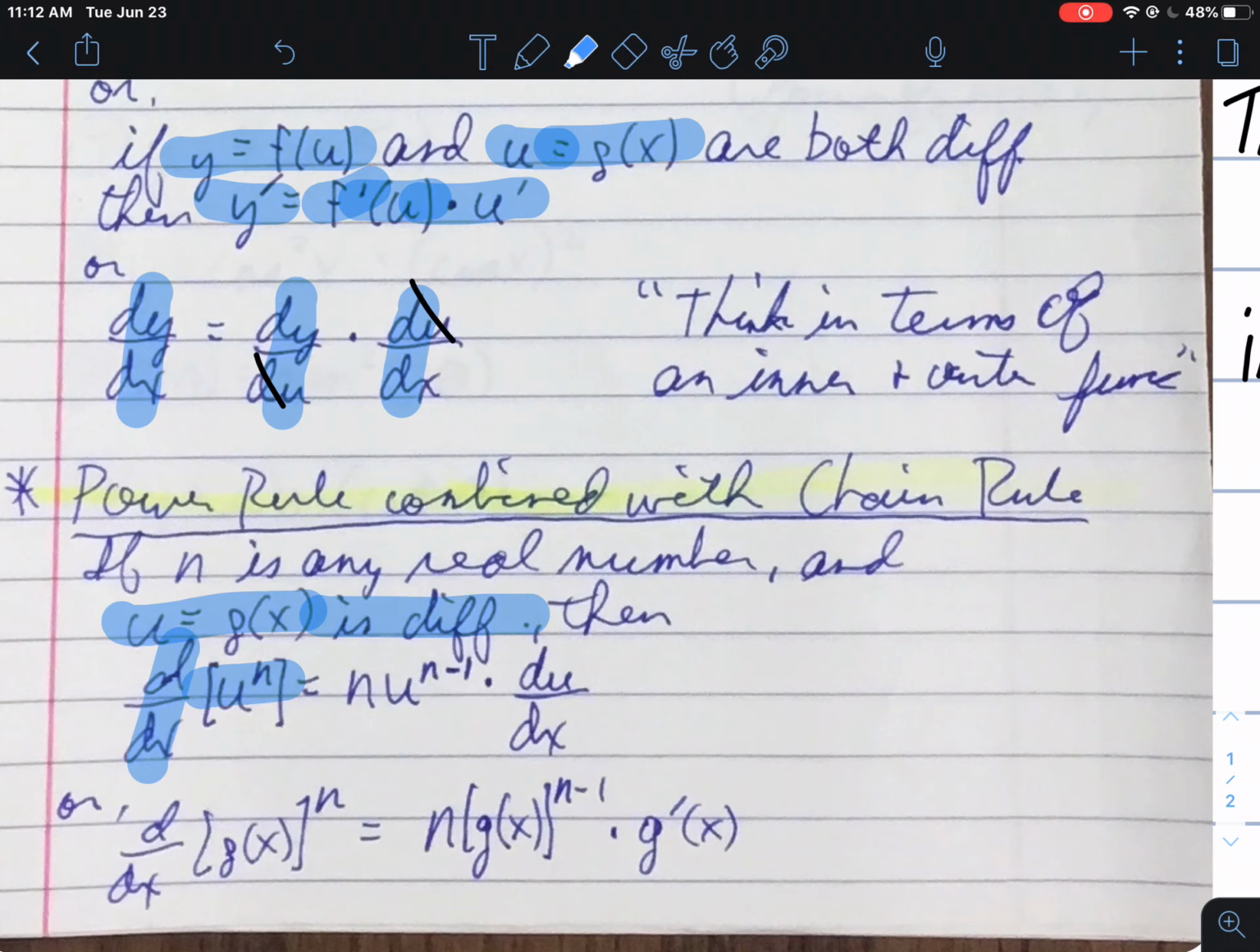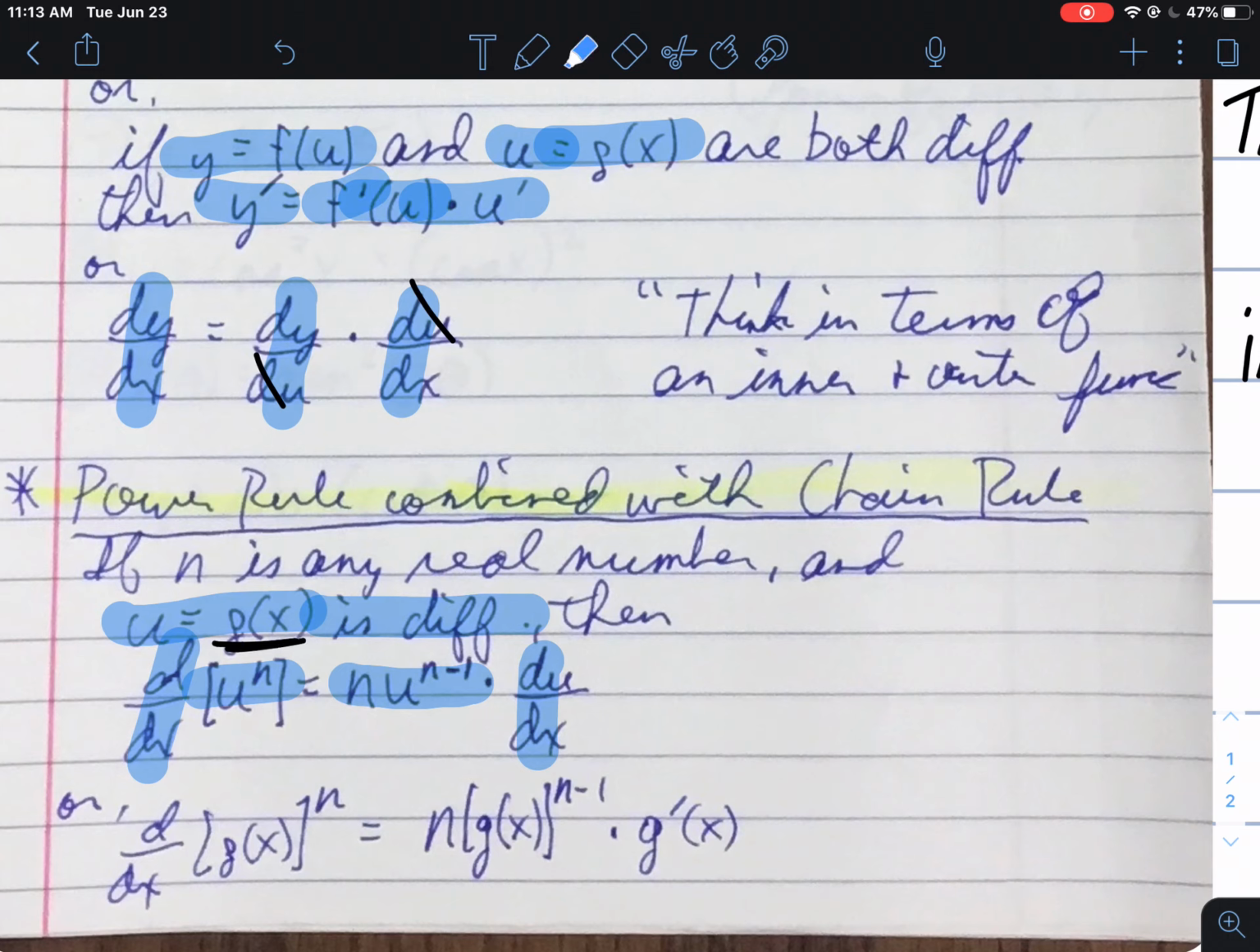We still apply our basic power rule. We multiply by the exponent and then decrease by 1. Notice the base doesn't change, though. The base is still just u, whatever that u is. Then I multiply that times the derivative of the base with respect to x, because u is a function of x.